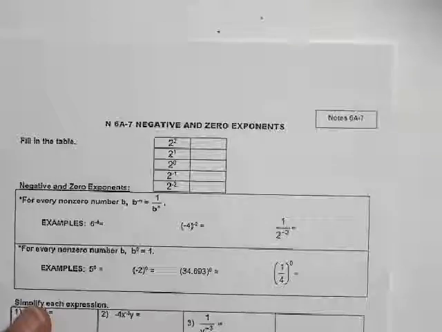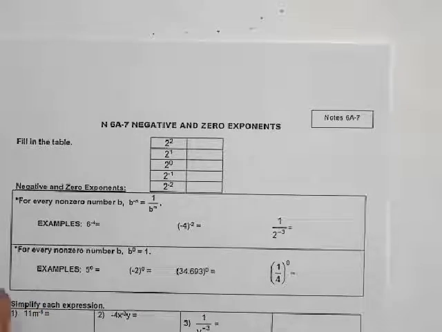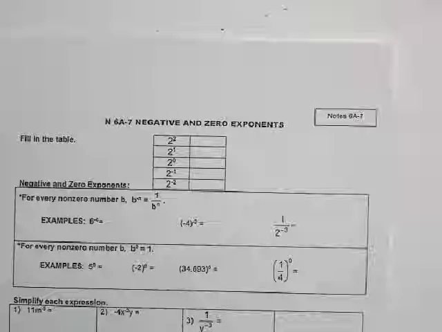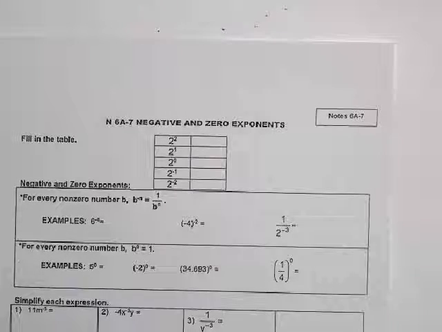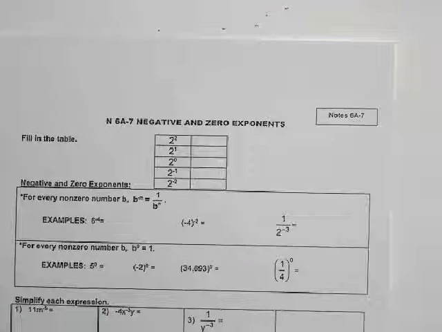6A-7, negative and zero exponents. Really, there's not a lot of new stuff on here. A lot of it is review, okay? It's been a while since you guys have learned this stuff.